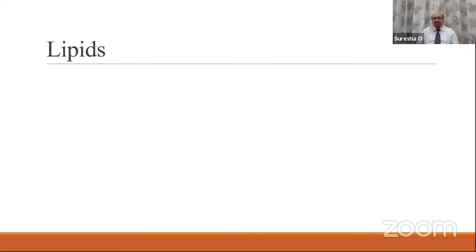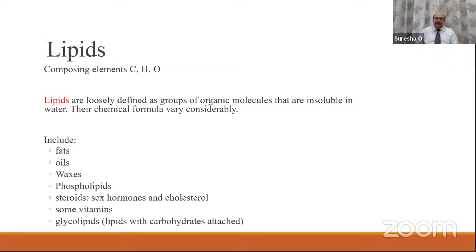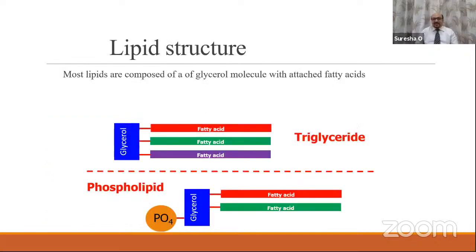The next one is lipids as biomolecules, mainly composed of carbon, hydrogen, and oxygen, and no doubt organic molecules insoluble in water, including fats, oils, waxes, phospholipids, steroids, glycolipids, and so on. The basic structural component is a triglyceride. What is a triglyceride? It is a triester. What is an ester? An organic compound is classified as an ester when it is formed by the reaction between an alcohol and a carboxylic acid. So the product of the reaction of carboxylic acid and alcohol is an ester.